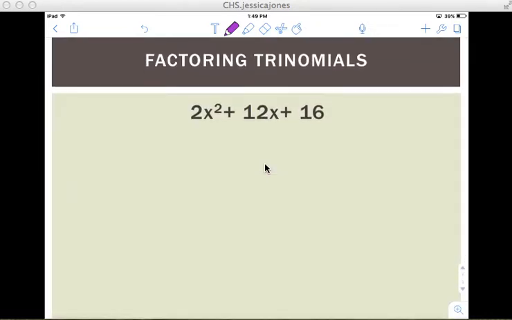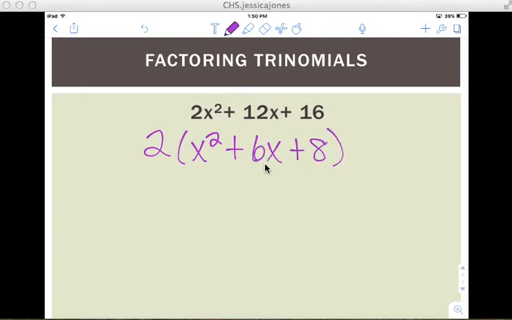2x squared plus 12x plus 16. This is GCF and trinomial factoring in one. So the way you're going to do this is first you're going to take out your GCF. What number goes into 2, 12, and 16? 2. So I'm going to take out the 2. If I divide everything by 2, I'm left with x squared plus 6x plus 8.